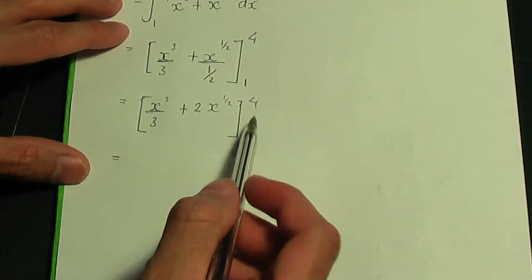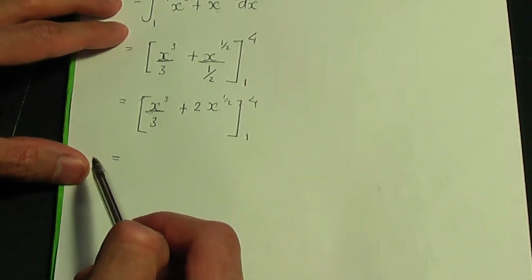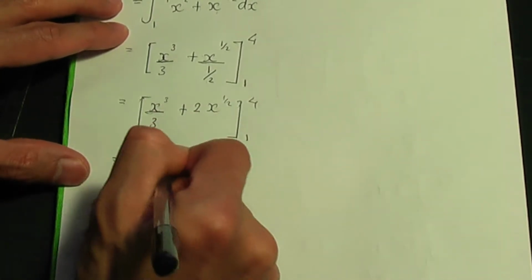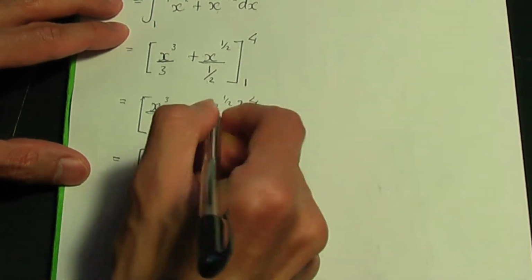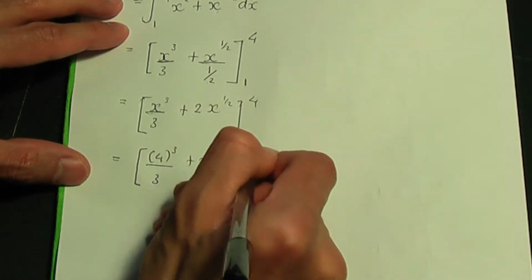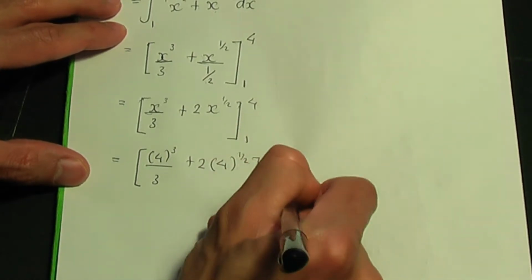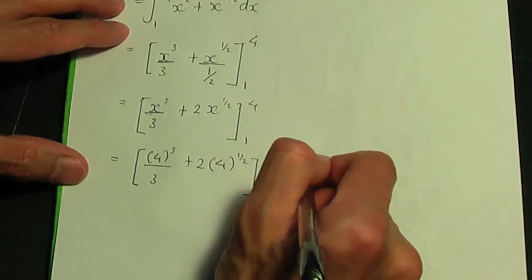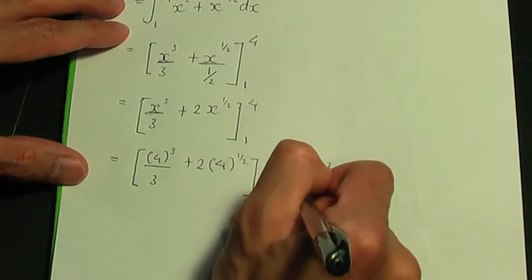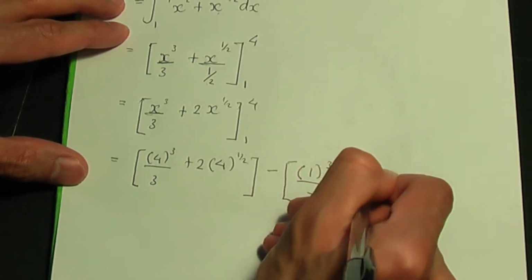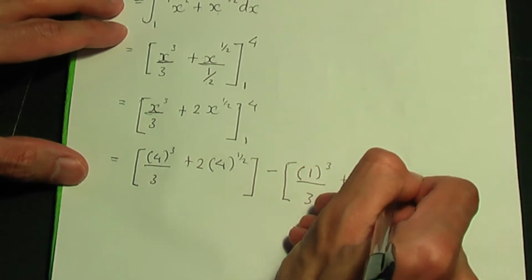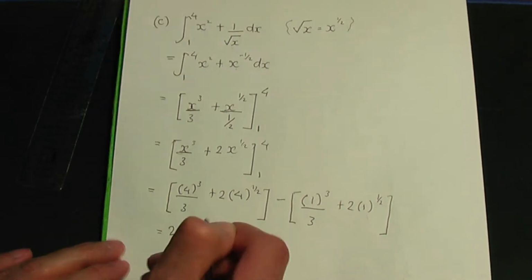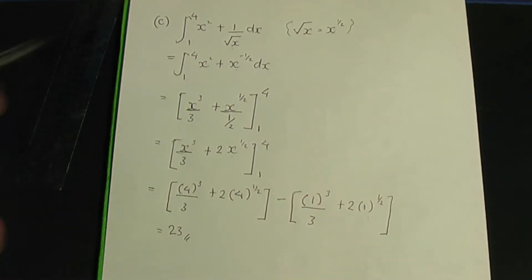Now let's replace the limits. So upper limit needs to be replaced first. So upper limit 4, so I'll have 4 to the power 3 over 3 plus 2 into 4 to the power half. Minus in the middle as always. Then replace the lower limit being 1. So when we do that, I'll have x, which is 1 to the power 3 over 3 plus 2 into x, which is 1 to the power half. When you calculate this, you should have an answer of 23. So that should be the final answer to part C.